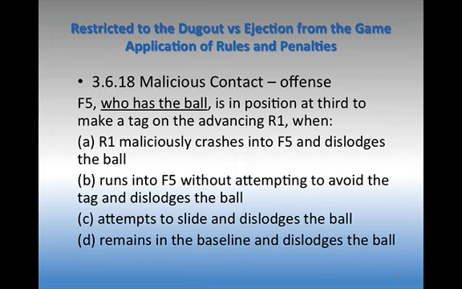A. You've got an out and an ejection from the game. Get her number. You'll need it later for the ejection report. B. Again, it's malicious. She's out. She must try to avoid the tag. But remember, this isn't malicious, so there's no ejection.